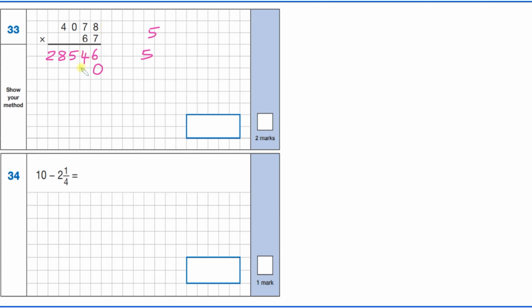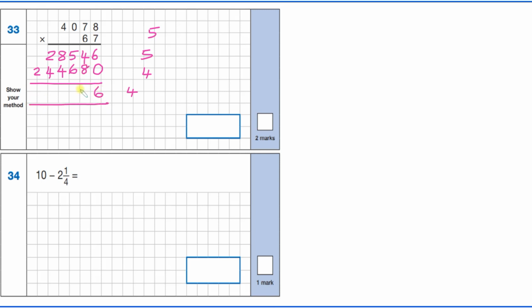Multiply by 6. 6 times 8 is 48, 4 remaining. 6 times 7 is 42 plus 4, 46, 4 remaining. 6 times 0 is 0 plus 4 is 4. 6 times 4 is 24. And now you add everything together.